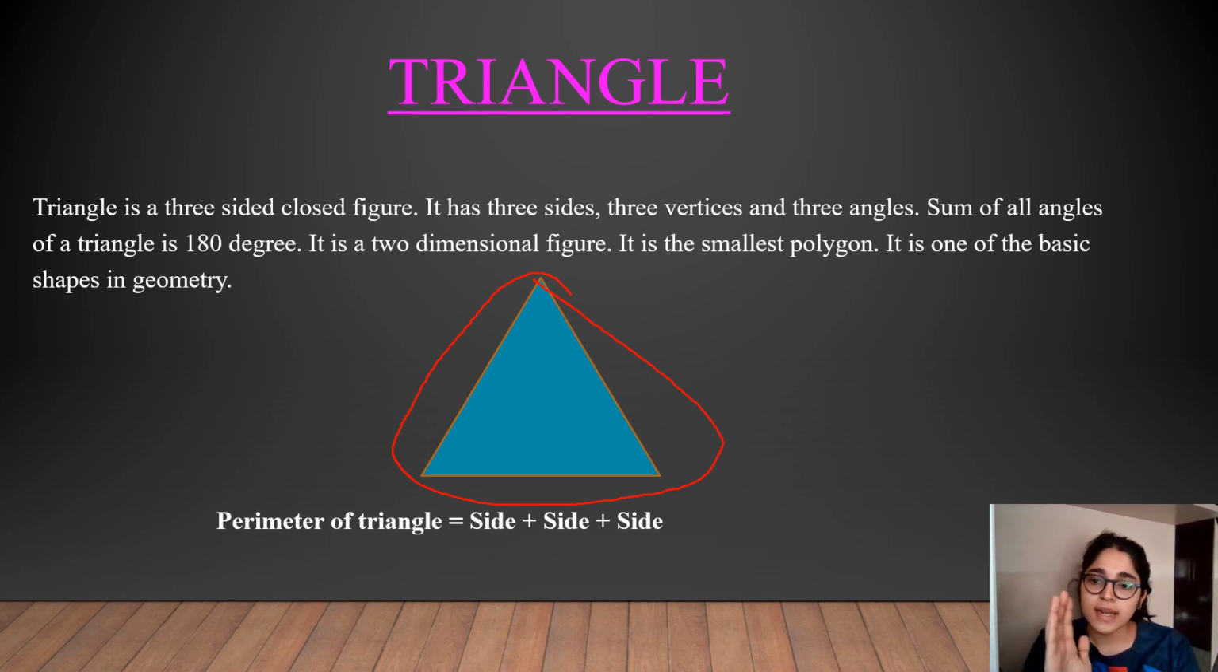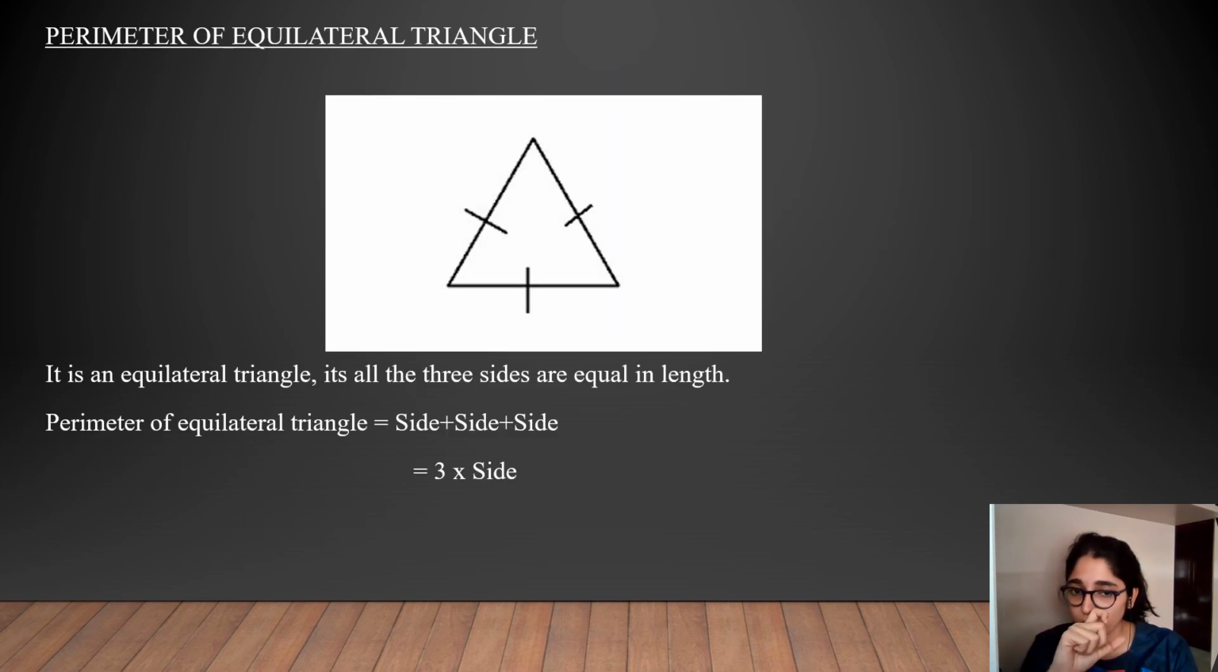We are just understanding that whatever the length is in a triangle, the perimeter will always be when we add the sides' lengths. So the perimeter of a triangle is side plus side plus side, not 3 into side. If we have an equilateral triangle where all the sides are equal, as we see over here, then we can say that it will be 3 multiplied by the side.